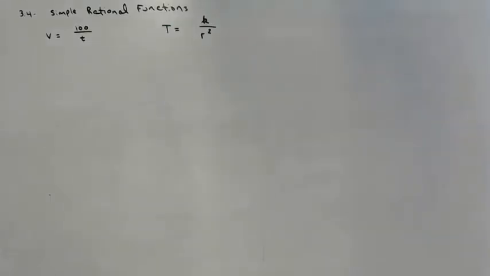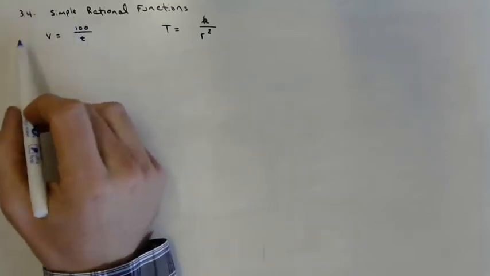Okay, 3.4, simple rational functions, and we're talking about the derivatives of rational functions then, which we've already done quite a bit, and now we're just talking about them using a little bit different language and seeing what happens as the value of x approaches the place where there is a vertical asymptote.